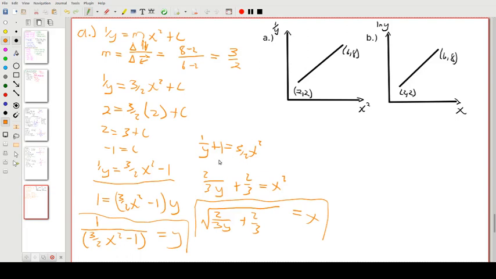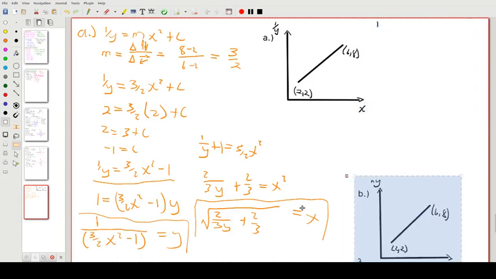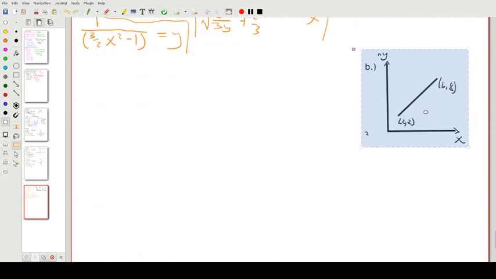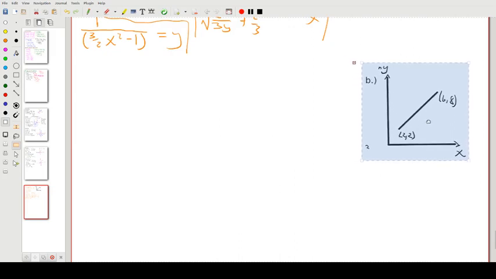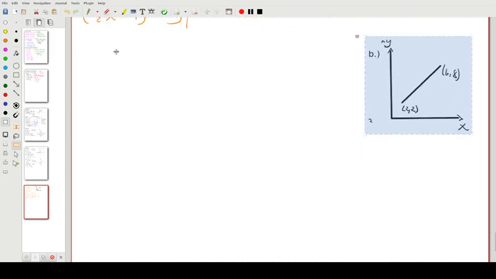Alright, now let's do the other equation. Okay, I think I'm going to shift that one down a little bit so we can see it while we're working on it. Let's see if I can select all of this here. Right. Let's move that down to here. Okay. Good.